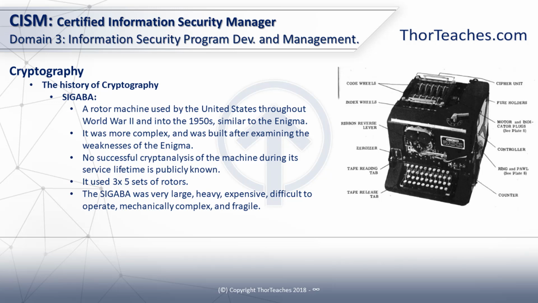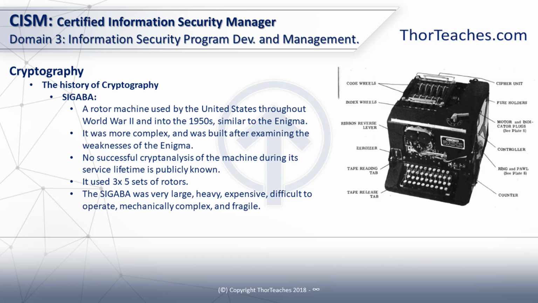The US also used the rotor machine, the SIGABA, during the Second World War and all the way into the 50s. It was very similar to the Enigma, but since they broke the Enigma, they also learned from its weaknesses. Where the Enigma had 3 or 4 rotors, depending on when we look at it, the SIGABA had 15 rotors. Remember how many more options we got from just adding 1 rotor. So now we're looking at billions of combinations for each letter. As far as we know, there was no successful cryptanalysis against the machine during its lifetime of service. But then again, what do we know?